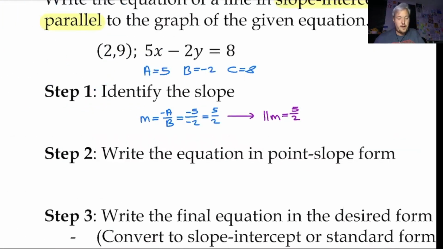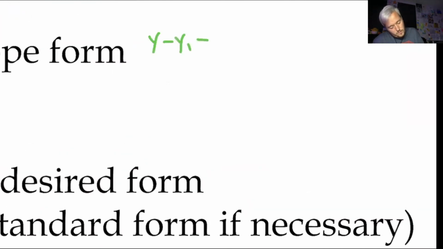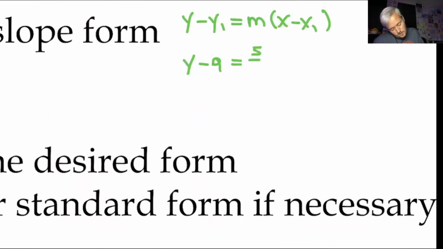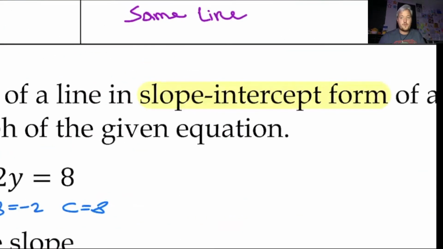All right, so now I have the parallel slope. So I have my slope, and I have a point that my equation is going to pass through. So I'm going to use both of those values and start an equation in point slope form. So 2, 9, so I'm going to have y minus y1 equals m times x minus x1. So y minus 9 equals my slope, which is 5/2, and x minus 2. Now I want the equation to be in slope-intercept form, so that means I have to convert.